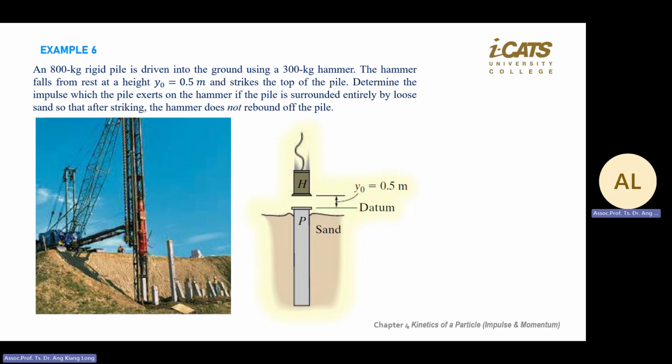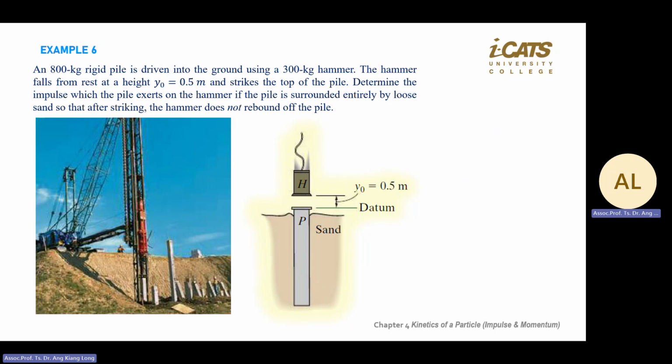And every time you use the principle of linear impulse and momentum, you are referring to an individual object. Then you solve the equation. The power exerted on a hammer, if the pile is surrounded entirely by loose sand, means it does not bounce back after striking. The hammer does not rebound off the pile. So this is an ideal case, but usually it will bounce off.